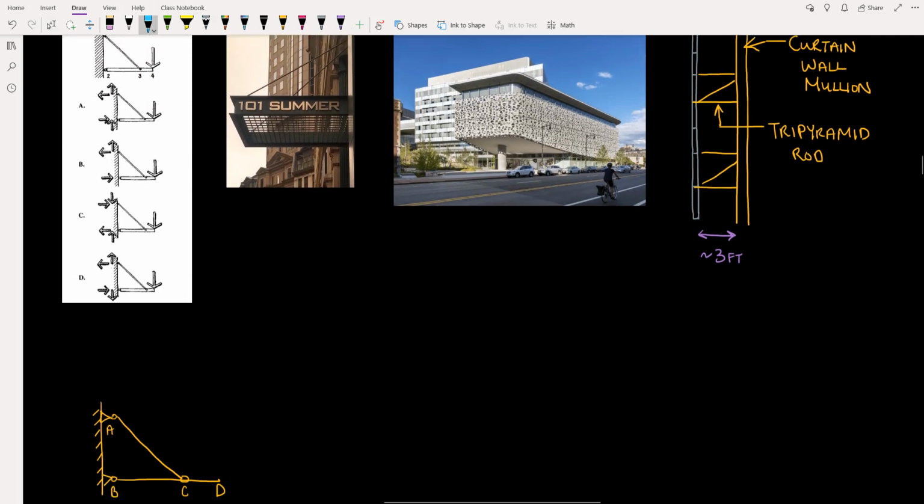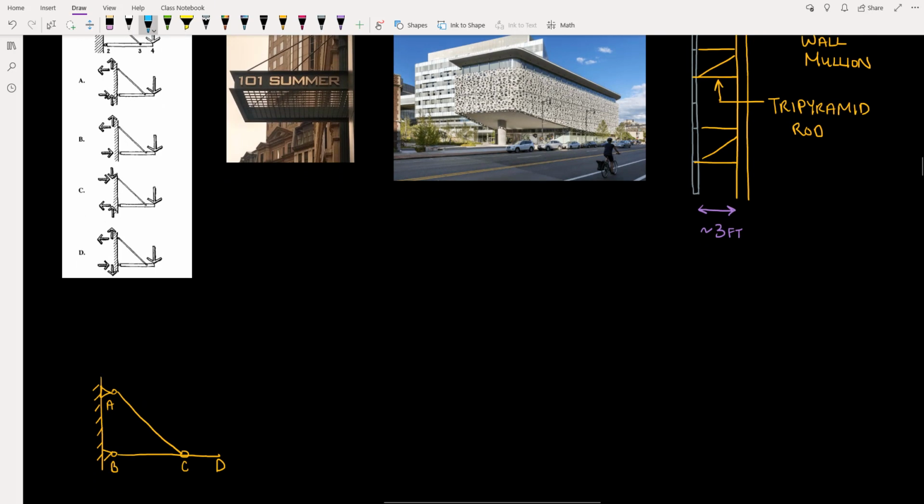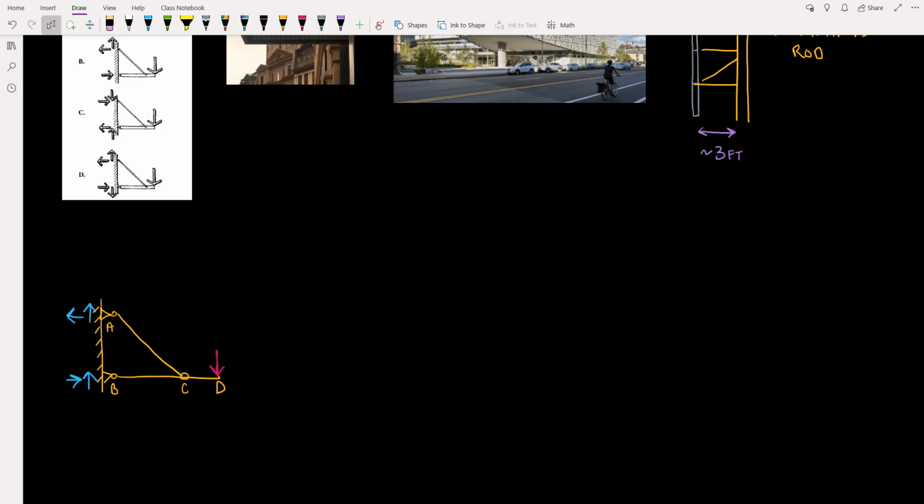To get us going on this problem, I'm going to pick just one of these 4 answers, whichever one I think is going to be correct, and then I'm going to test that hypothesis. I'm going to guess that it's A, just by looking at the diagram. So I'm going to draw my reactions like this. And of course I have my applied load here at joint D. Now I have to ask, how am I going to test the validity of my expectation?